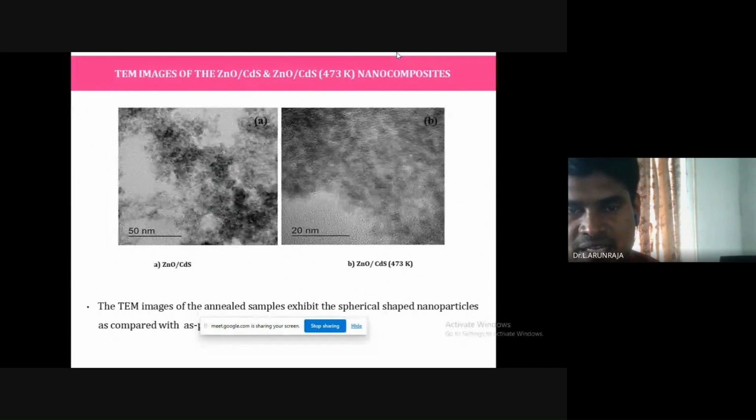So the particle size distribution: the average size of the ZnO-CdS particle and the sample annealed at 400 Kelvin was observed to be 42 and 47 nanometer respectively. Both samples exhibit highly similar particle size with minimal disparity observed between the as-prepared samples. And TEM images: the annealed sample exhibits speckle-shaped nanoparticles. Like this, picture A is 50 nanometer and picture B is 20 nanometer due to the annealing temperature.